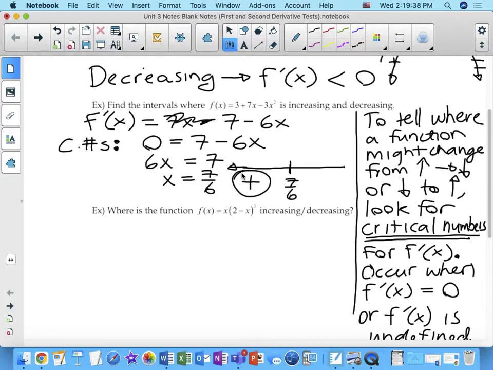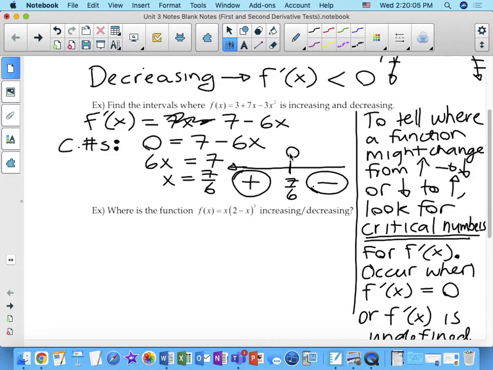Okay? Let's say we take something greater than 7 over 6, maybe 2. Okay, 7 minus 6 times 2 is 7 minus 12, which is negative 5. That's negative. Okay, here f prime of x is 0.